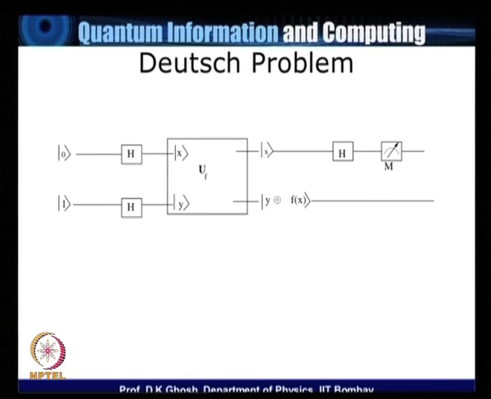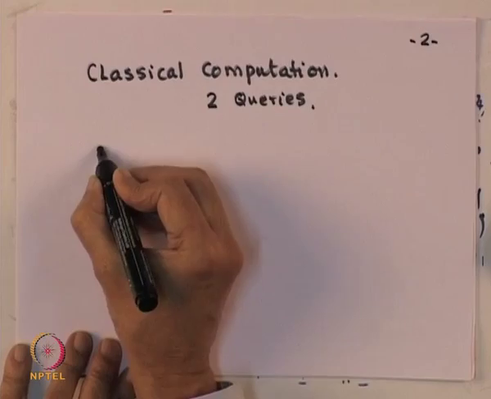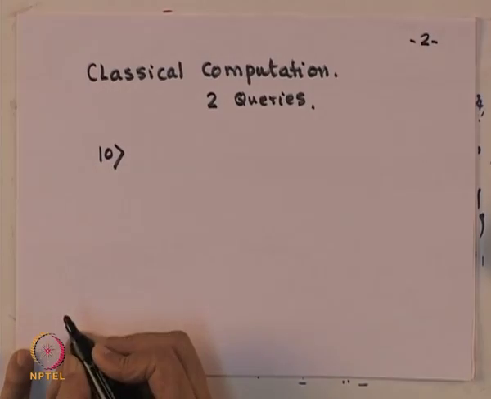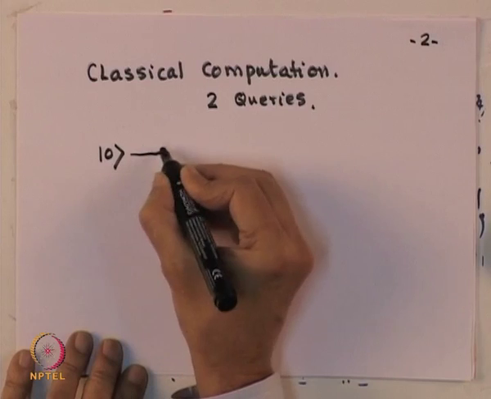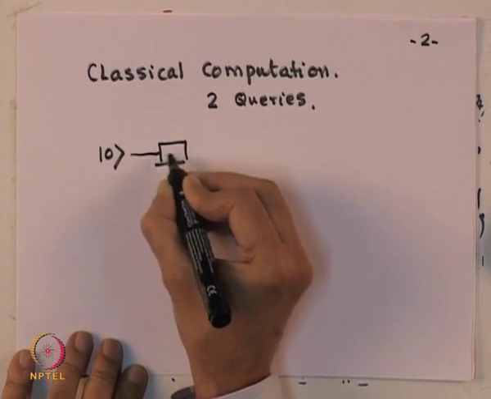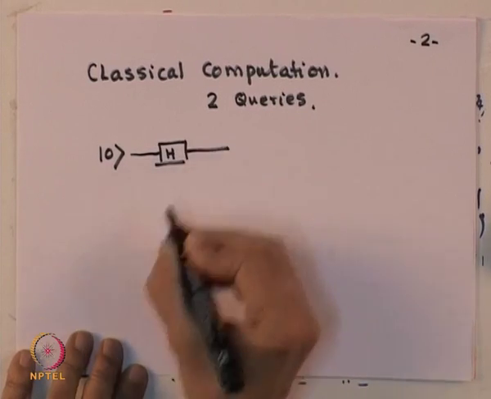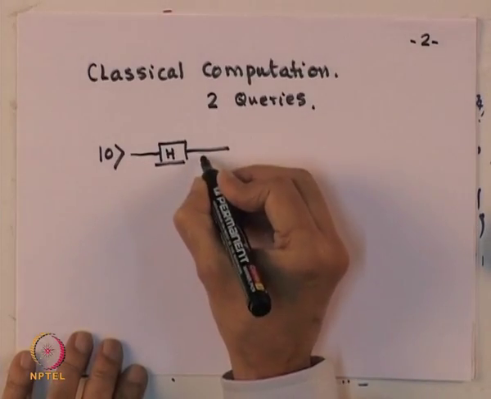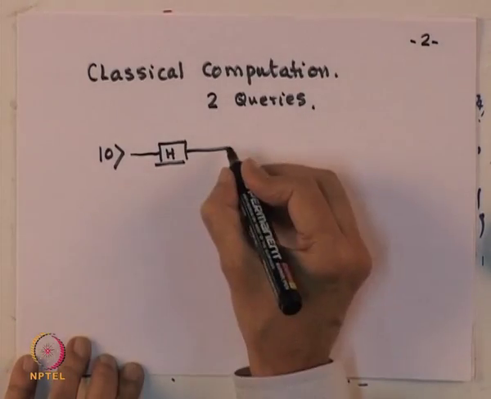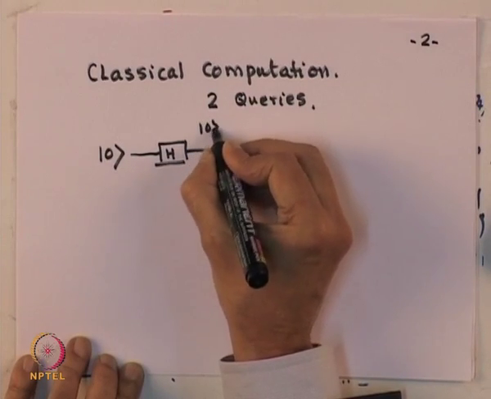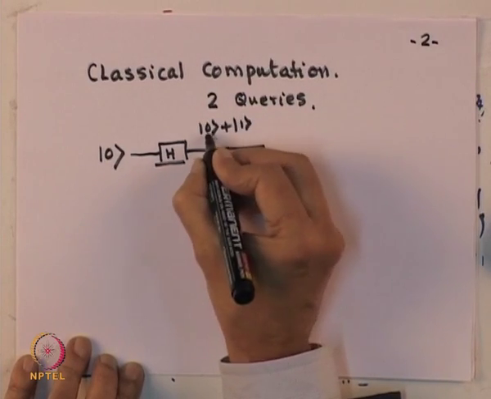So let me show you this picture, and in this figure you see that there is an input. The input state is 0. I will refer back to this figure time and again. So let's look at that. If I have an input 0 and I pass it through a Hadamard gate, you know that this gives me (0 plus 1) by root 2. This we have talked about several times.